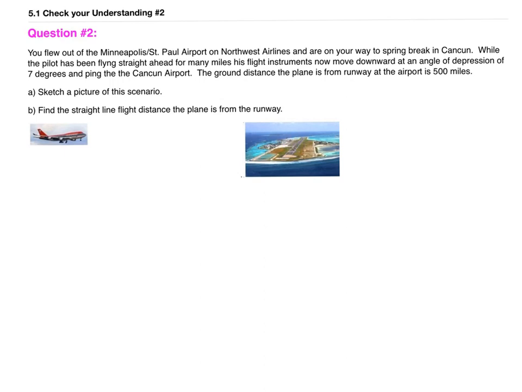So the picture for this scenario: he is looking straight ahead, depresses 7 degrees, so that is where the 7 degrees is. This would be a straight line distance down here, so we do have a right angle. It says the ground distance from the plane to the runway is 500 miles. So the ground distance is really this distance right here. Well, this is the same as the ground distance, so I could label this as 500.